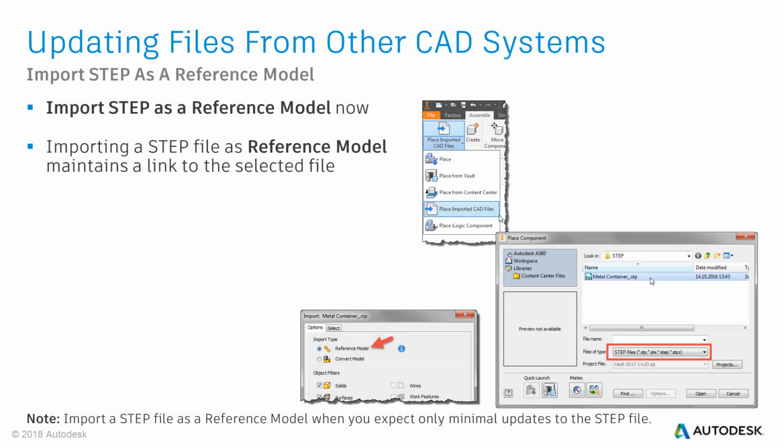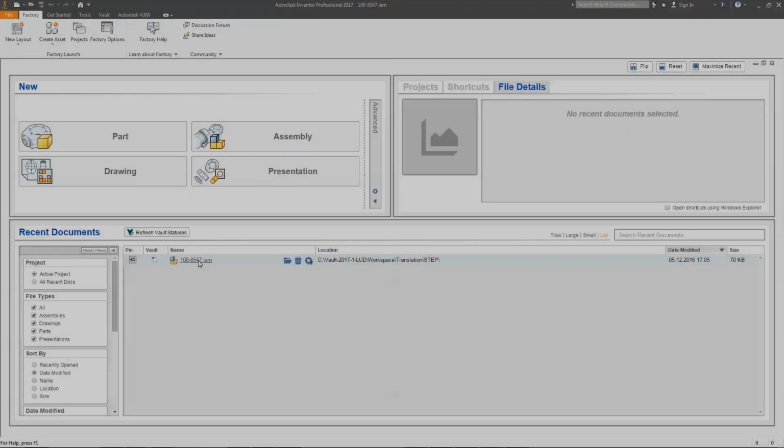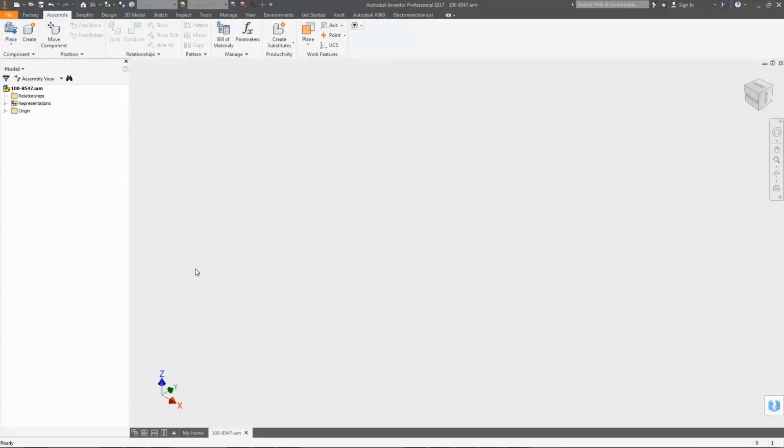You can now import STEP as reference model. Importing a STEP file as reference model maintains a link to the selected file, which enables you to monitor and update as the model changes. Before Inventor 2017, you could only import a STEP file without maintaining a reference. Following, a quick look at the STEP import as reference model.